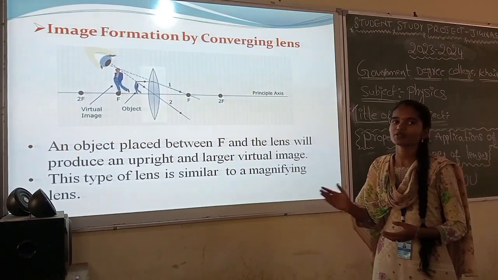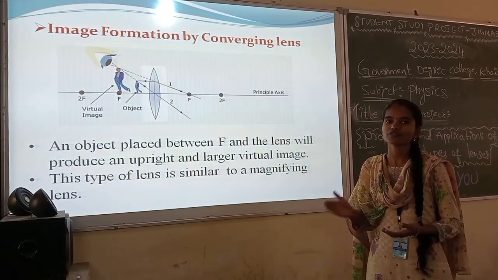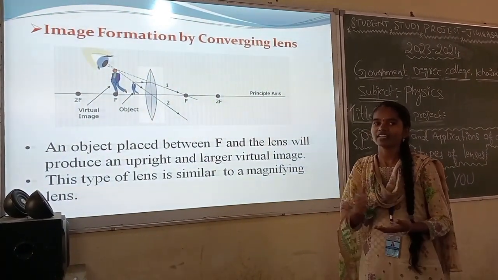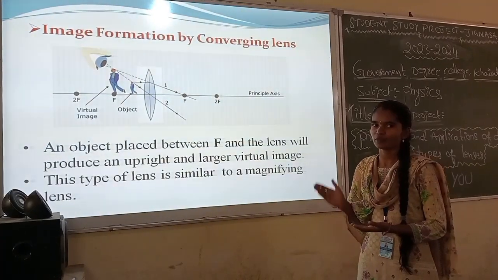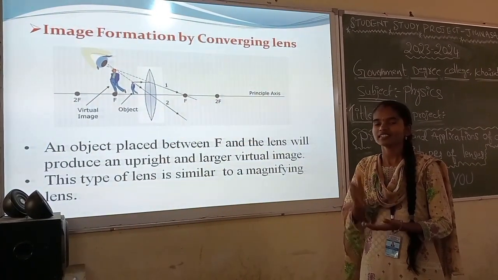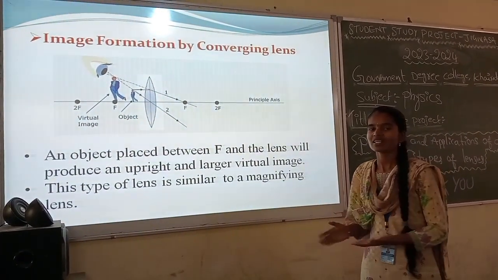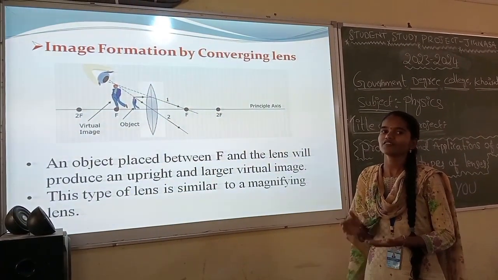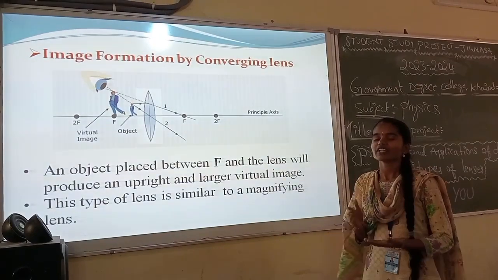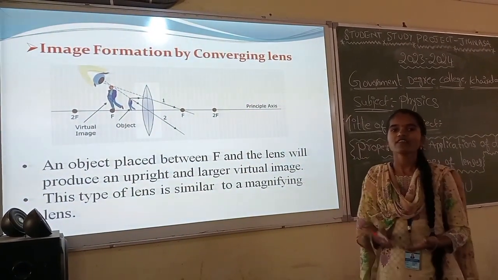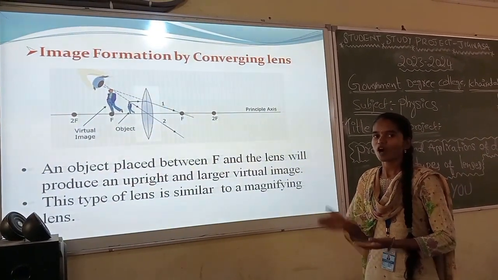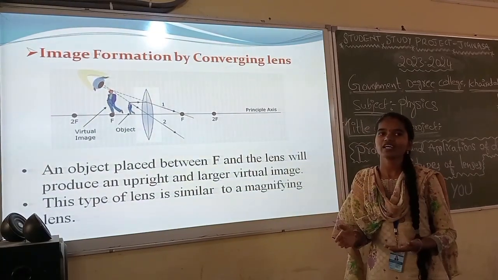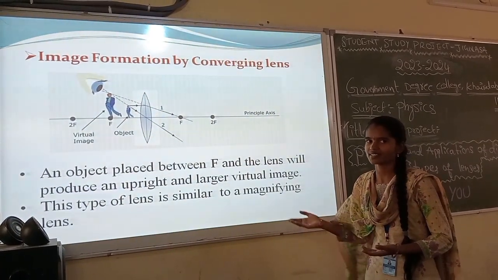Lenses. The image formation by converging lens. We have three rules for image formation by a converging lens. One is the ray of light which is parallel to the principal axis; after refraction, the ray of light passes through the first focus. Second rule, the ray of light which is passing through the optical center, after refraction, goes straight without any deviation. Third rule, the ray of light which is passing through the first focus, after refraction, becomes parallel to the principal axis.